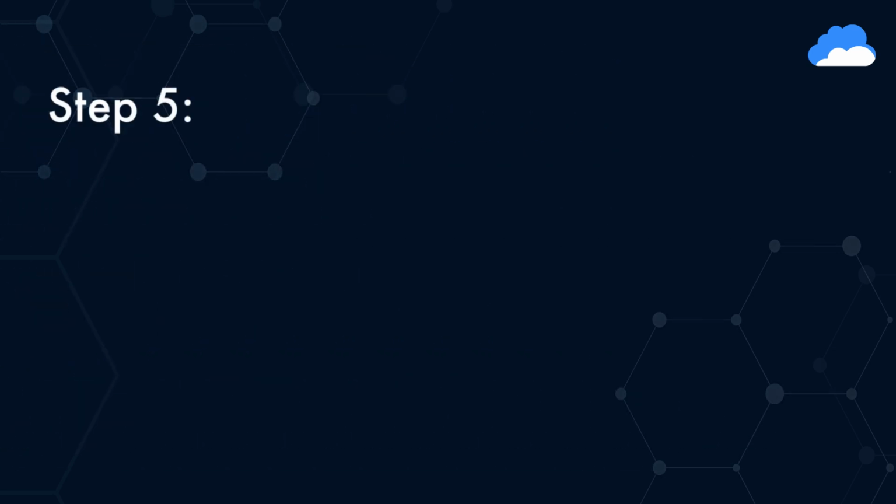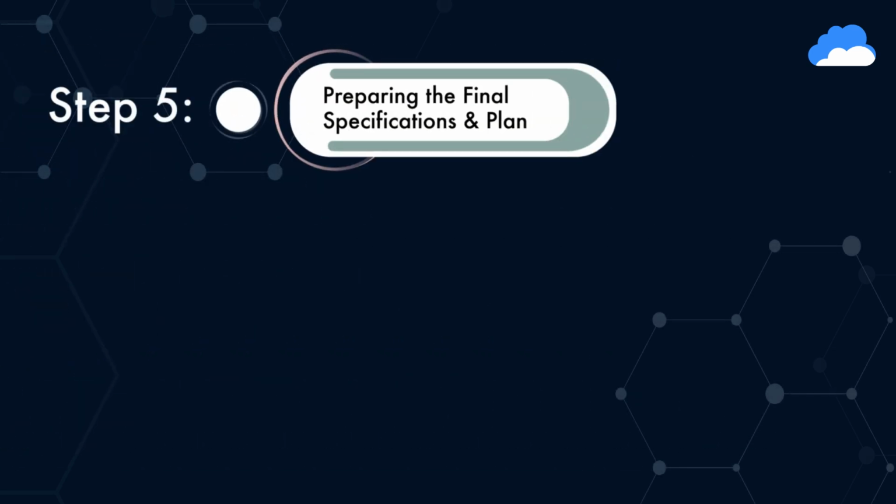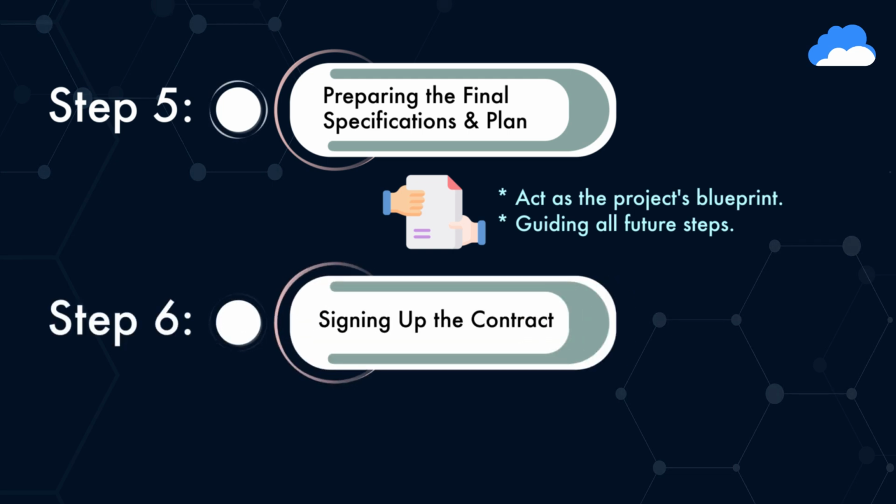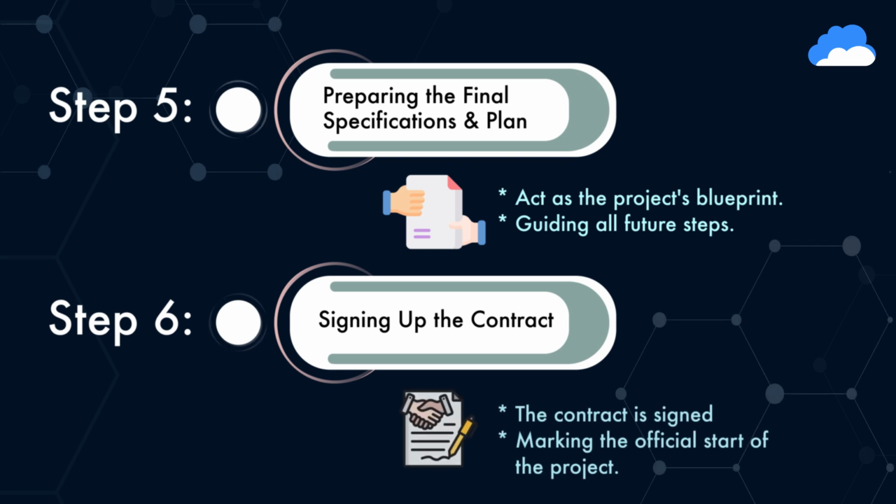Step 5. Preparing the final specifications and plan document. The final specifications and plan document act as the project's blueprint, guiding all future steps. Step 6. Signing up the contract. With everything agreed upon, the contract is signed, marking the official start of the project.